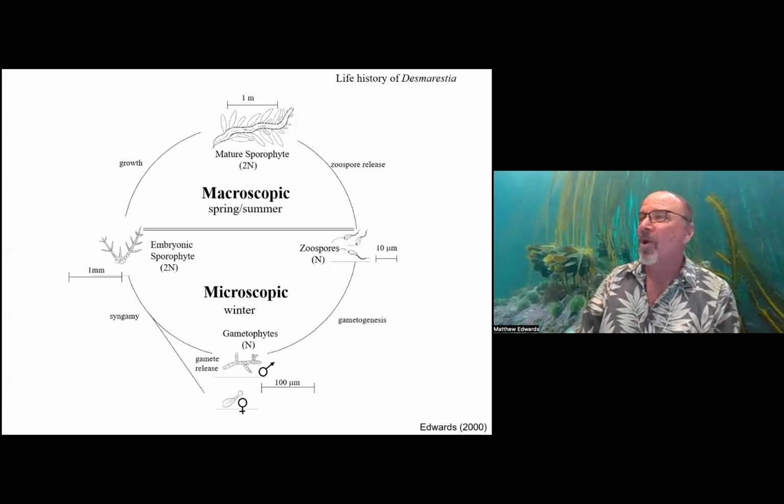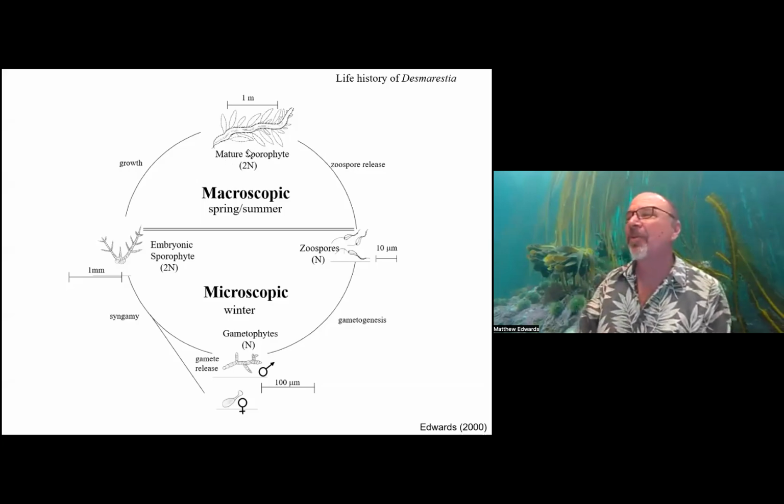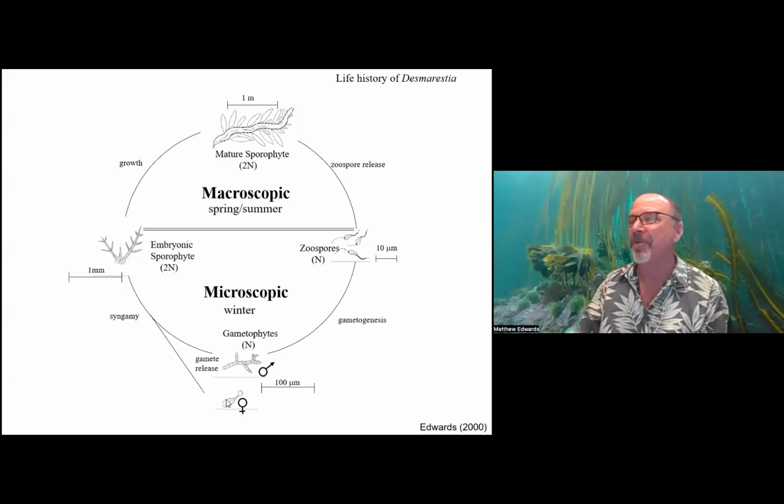So what we found, and this is the Desmarestia life history, it looks very much like the giant kelp life history. It starts as a mature sporophyte, releases zoospores, which are biflagellate, just like kelp zoospores are. They land, retract their flagella, form a cell wall, go through gametogenesis, become male and female gametophytes, go through syngamy or sexual reproduction, just like kelps, produce embryonic sporophytes, and it grows.